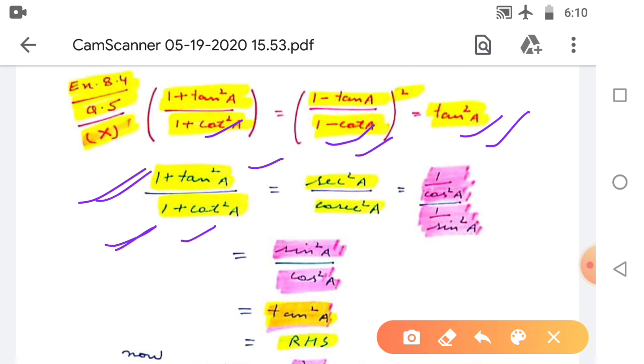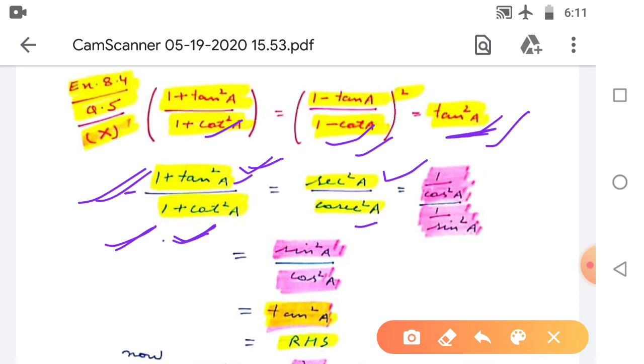Now I told you in the beginning that just see whether we are going to apply any trigonometry identity directly or not. Here, 1 plus tan square theta is equal to sec square theta, so 1 plus tan square A is equal to sec square A. And 1 plus cot square theta is equal to cosec square theta. So instead of writing 1 plus cot square A, we write cosec square A. Now what is the next step? We have to reach here.